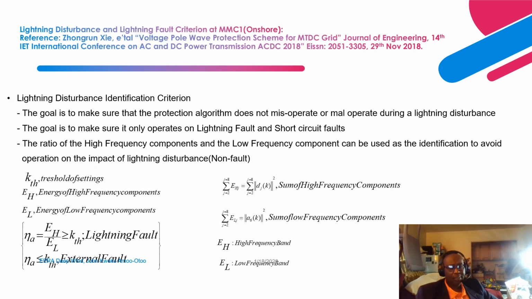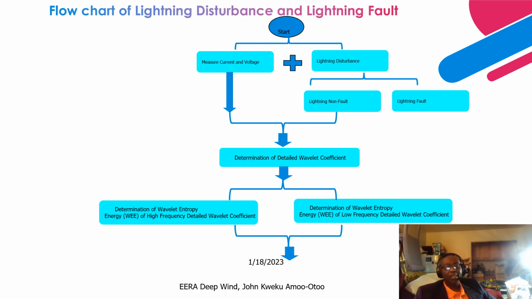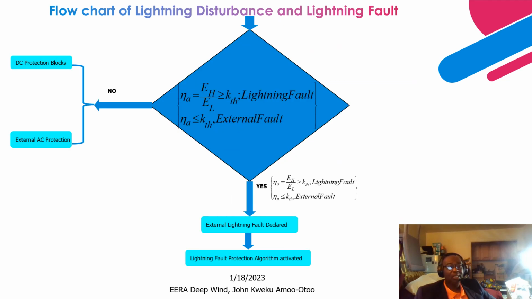So what I'm doing is utilizing the energy of the high-frequency component and the energy of the low-frequency component, processing these into entropy, that is the Shannon entropy, and determining the ratios to distinguish between a lightning fault and a non-lightning fault. Next is a flowchart. This is the flowchart that I'll utilize to perform that distinguishing criteria, and a continuation of the flowchart.